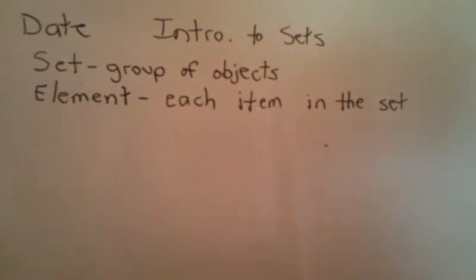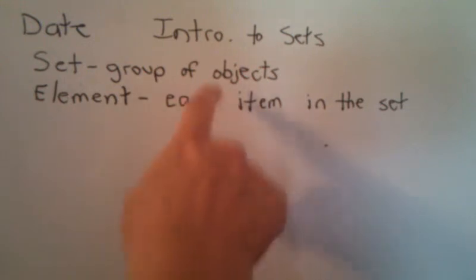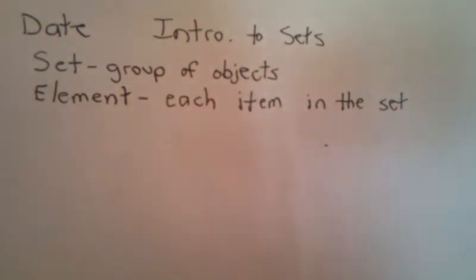Because if I have a set of numbers, 1, 2, 3, 4, those aren't objects. Those are symbols. Okay? So I'm going to use the word item. In fact, here, instead of object, I probably should have used the word item there, too. Okay, so an element is a member.